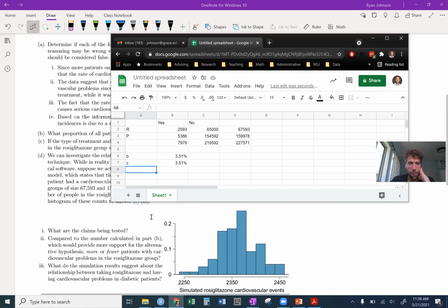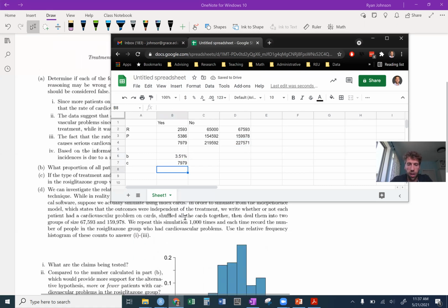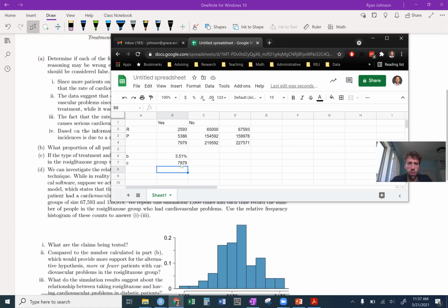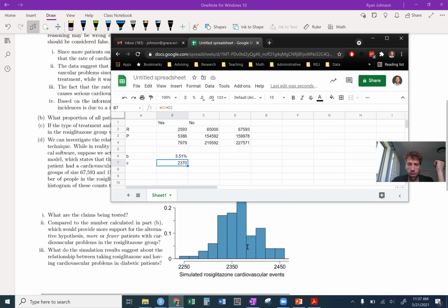Okay. Oh, right. So I answered incorrectly for C, because it's asking how many people. So it's equal to this times the number of people in the R group. So that's D2. Yeah, 2369. Okay, and then we want to round it. Probably do a whole number. Yeah, 2370. Okay. Then 2370 is not far, that's in the normal area.